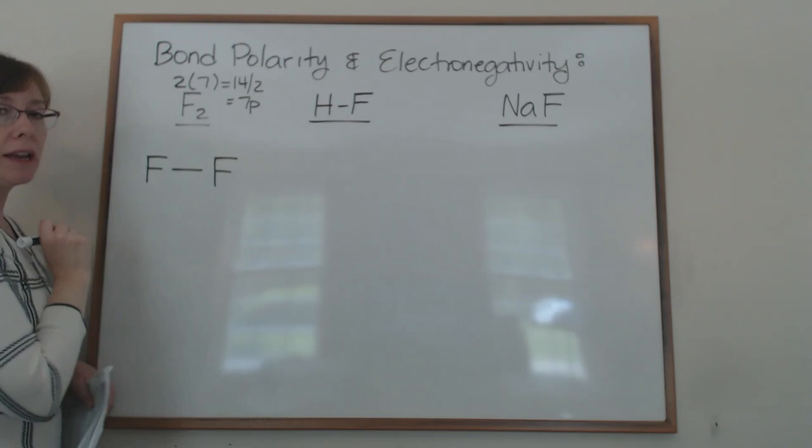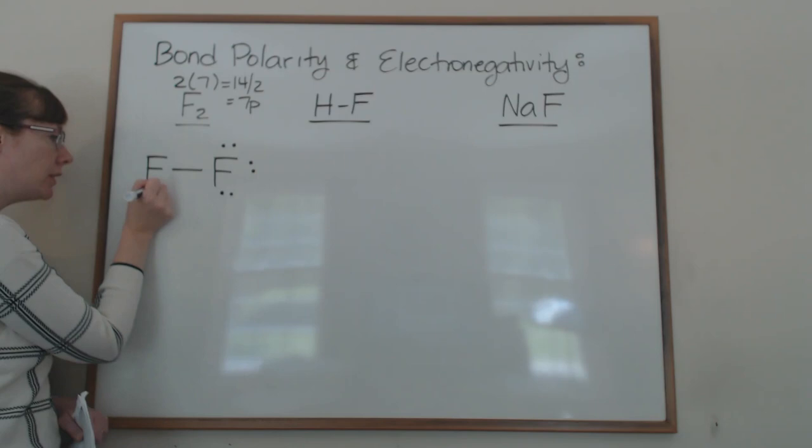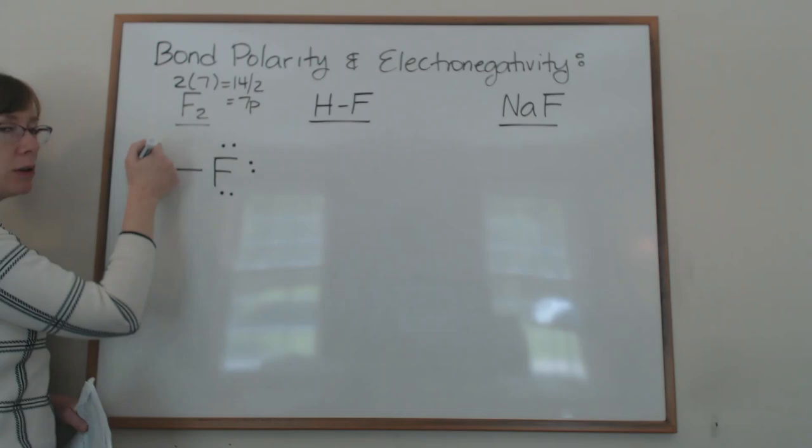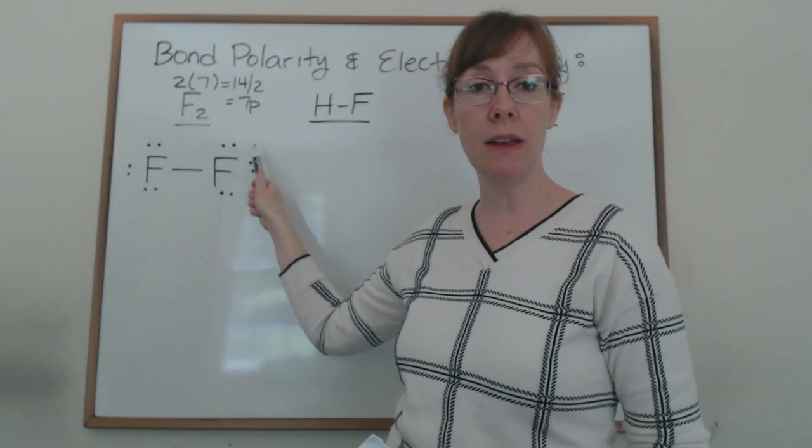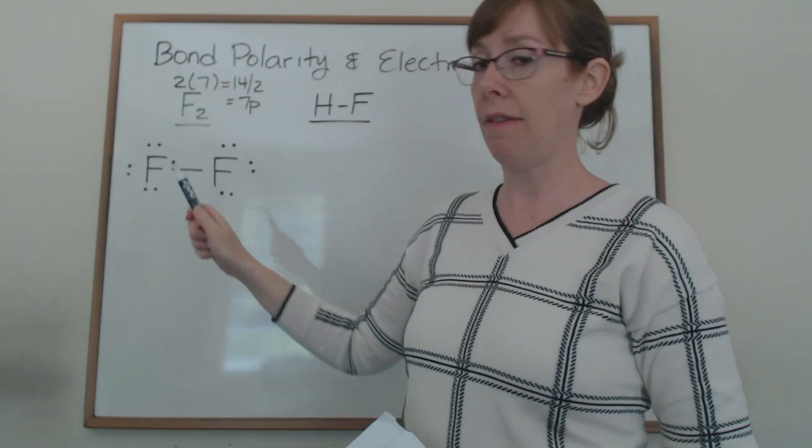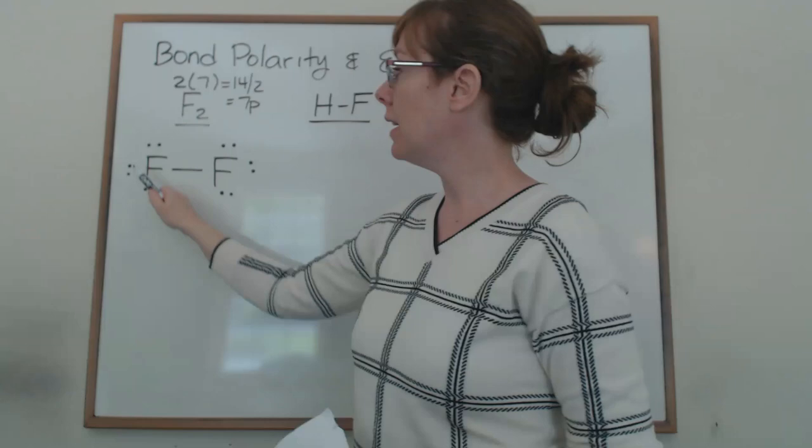Connect the atoms together with a single bond. Next step is assign remaining pairs as lone pairs to the terminal atoms. This is a diatomic molecule, so it doesn't even have a central atom. And you just keep assigning until you run out of pairs. So we've used all 7 pairs. And as long as you've used all your pairs, 1, 2, 3, 4, 5, 6, 7, and every atom is satisfied, octet on each, then your Lewis structure is done. So that's the Lewis structure for fluorine.